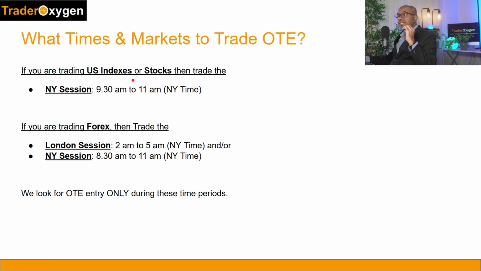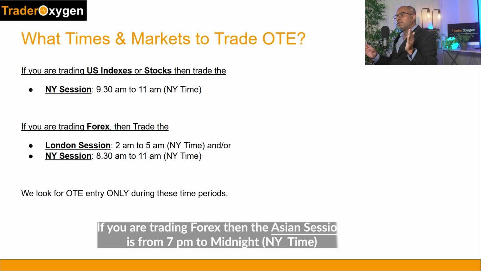Okay, now let's look at what times and markets to trade OTE. If you are trading US indexes or stocks, then you trade only between New York time 9:30 a.m. to 11 a.m. If you are trading Forex, then you trade the London session 2 a.m. to 5 a.m. New York time, which is the London morning session, and the New York session 8:30 a.m. to 11 a.m. So keep in mind, we don't take any optimal trade entry outside these time periods. These are the time periods which will give you high profitable setups.